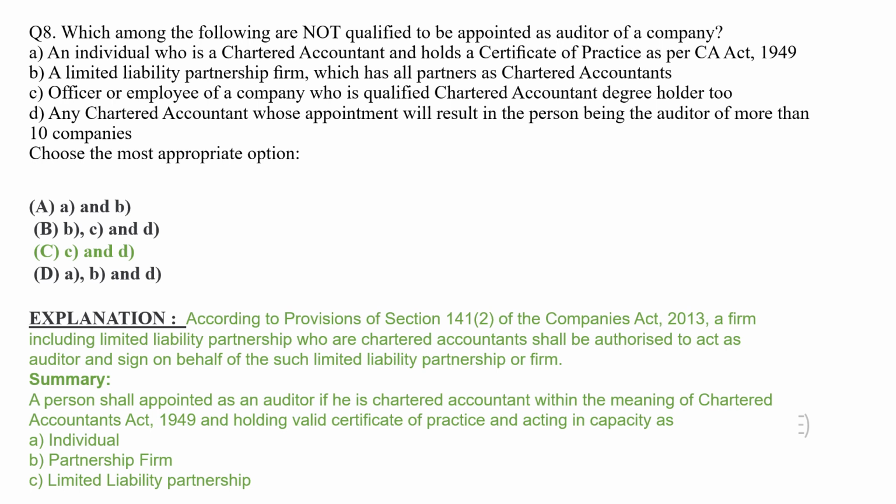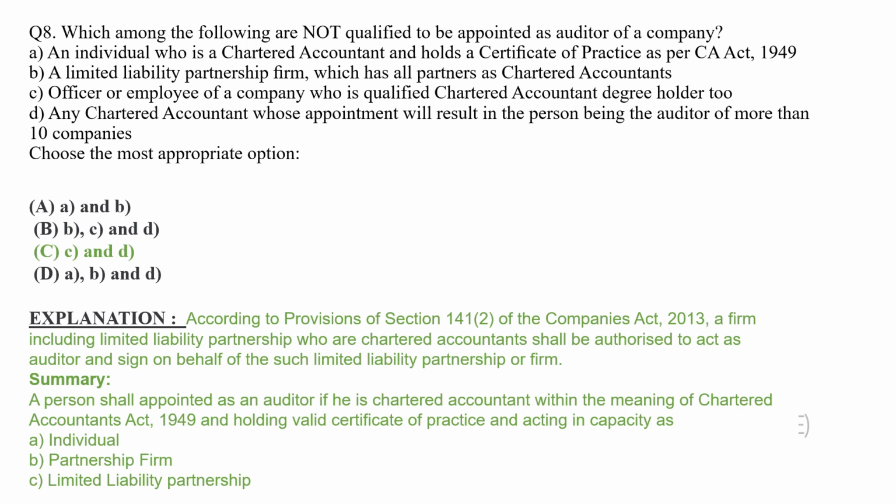So the options here given are A and B, B, C and D, C and D, A, B and D. So the right option is C and D, that is officer or employee of a company who is a qualified chartered accountant and a degree holder too, and then any chartered accountant whose appointment will result in the person being the auditor of more than 10 companies.